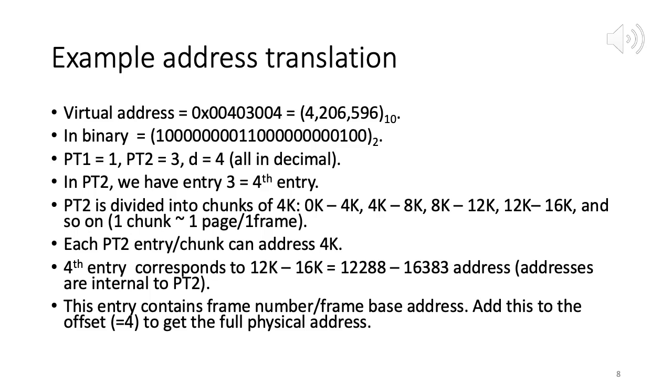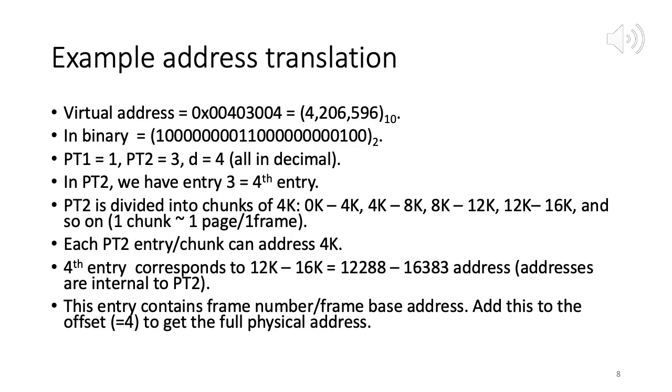Once again I repeat the process. We are given the virtual address, we convert it into binary. From that we extract PT1, PT2 and D values. PT1 is 1, which means in the outer page table we have to look at the second entry. Once we do that, we get the inner page table number or a pointer to the starting address of that particular inner page table.